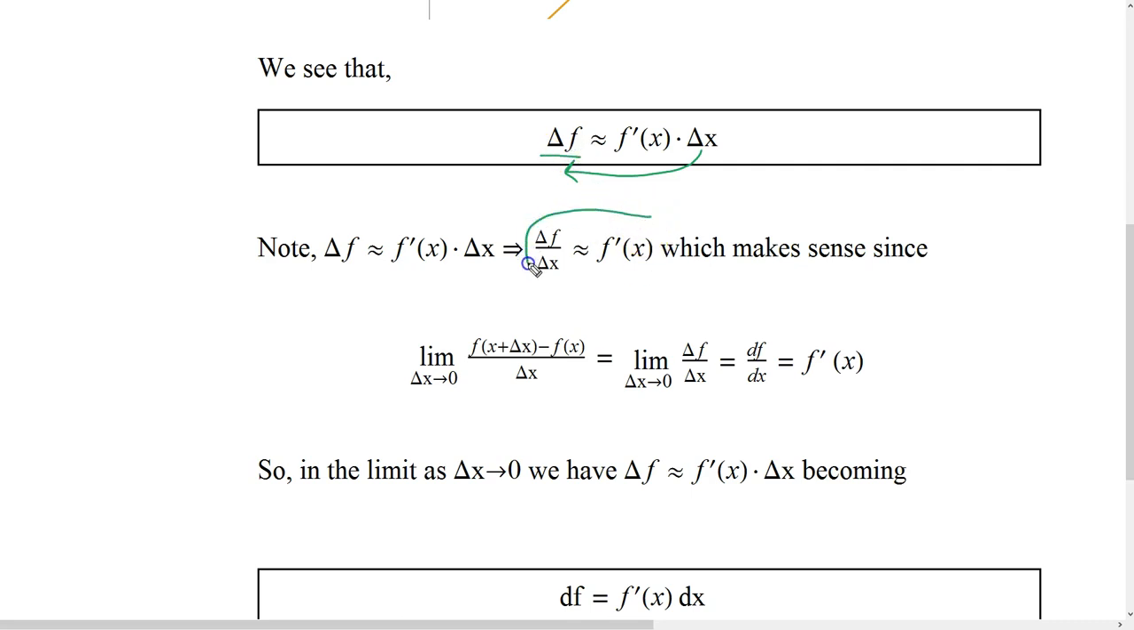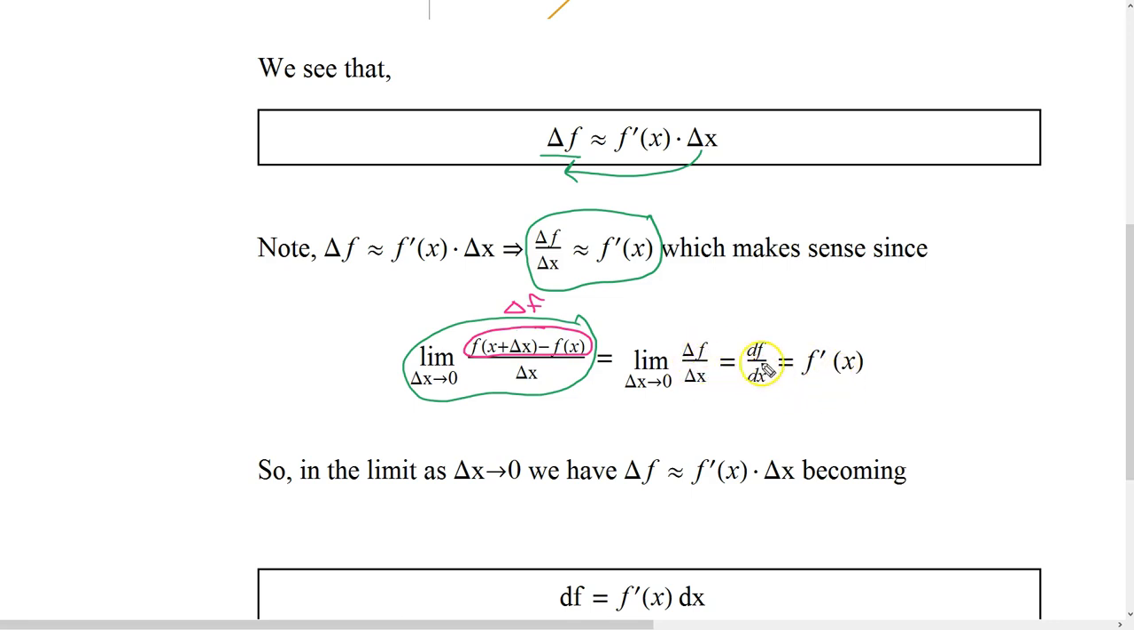Which makes sense because by the limit definition of the derivative, the limit as delta x approaches 0 of this quantity right here is equal to the limit as delta x approaches 0 of the change in f over the change in x. You see the numerator right here, that is our change in f. So we have it listed right here. And this quantity right here is our derivative, df dx.